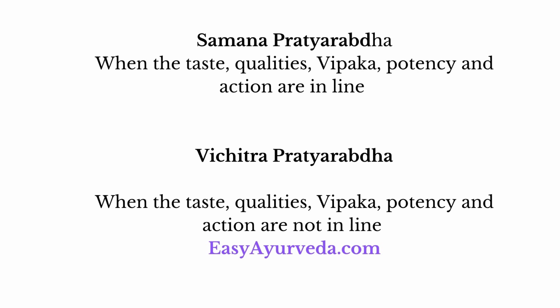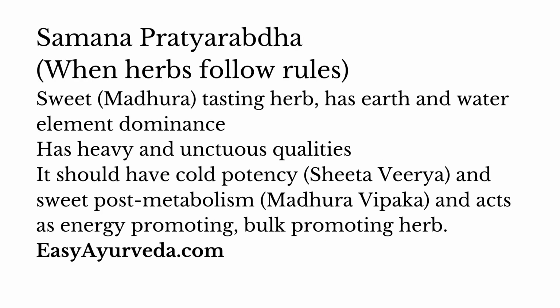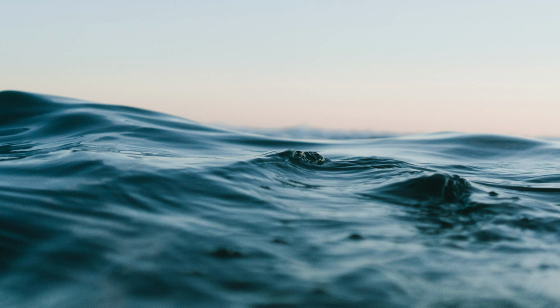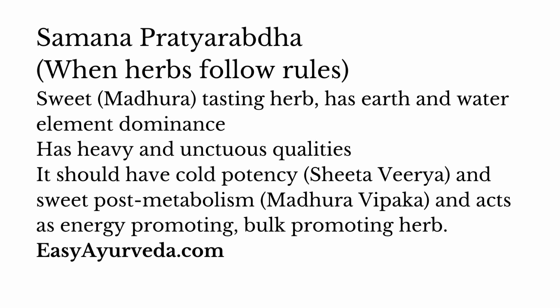There is a sequencing pattern. First we try to understand the rasa of the dravya. If the rasa of the dravya is, for example, Madhur rasa, then it is expected, if it is to fit into the category of Samana Pratyarabdha, that it should possess those qualities which are in favor of that rasa. Madhur rasa is produced out of the predominance of Prithvi and Ap Mahabhuta. So the qualities from Prithvi and Ap Mahabhuta ought to be there, like Guru and Snigdha. So a drug having a Madhur rasa is expected to have Guru Snigdha guna.